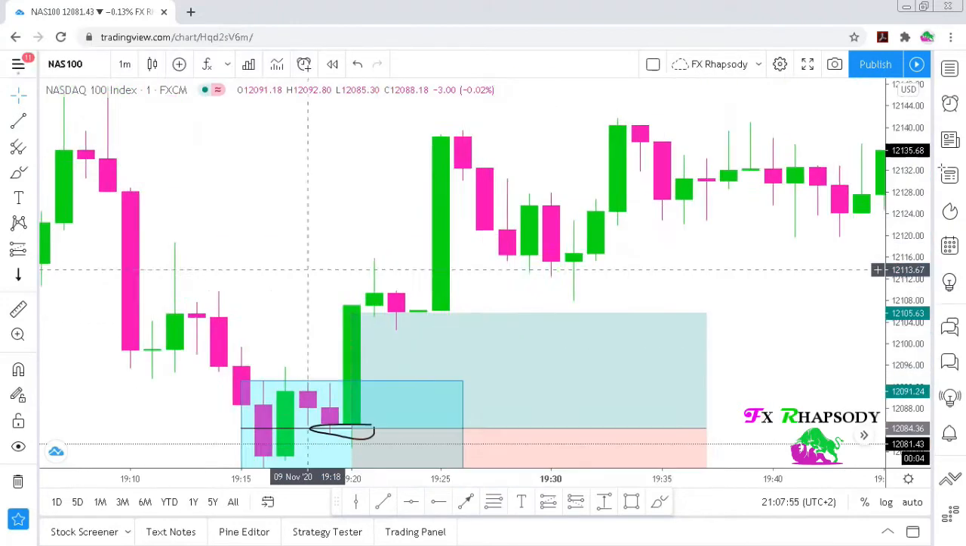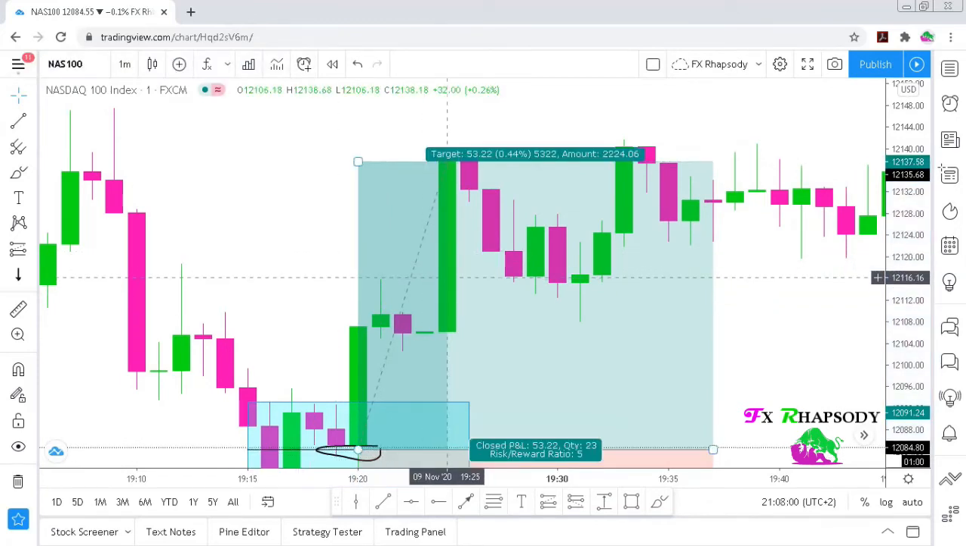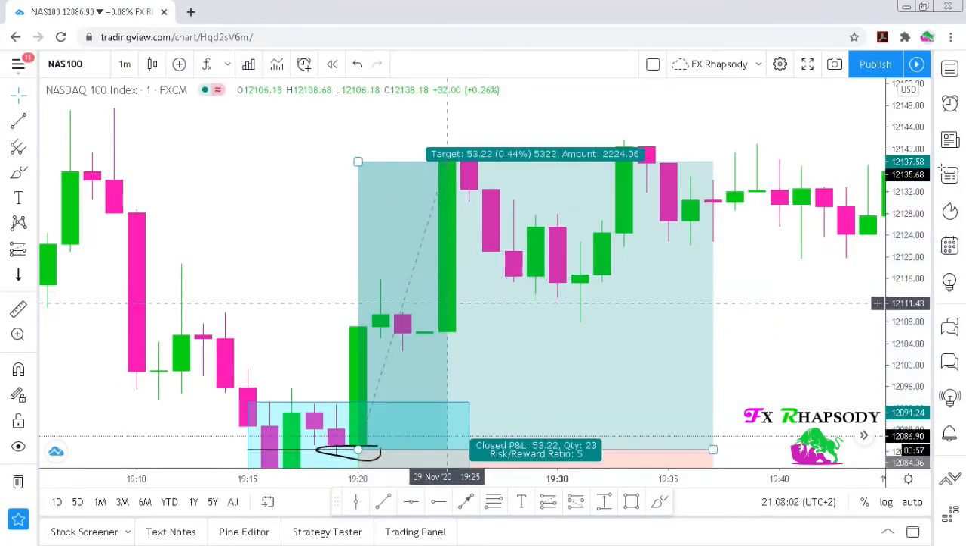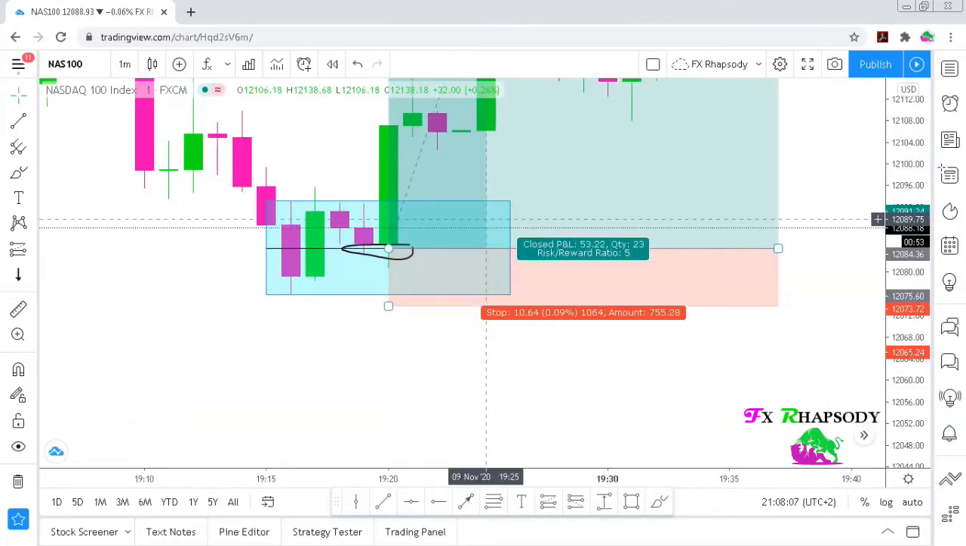And look at the amount of pips. Look at that. Bam. That's a, what, 1 to 5 risk reward trade right there.